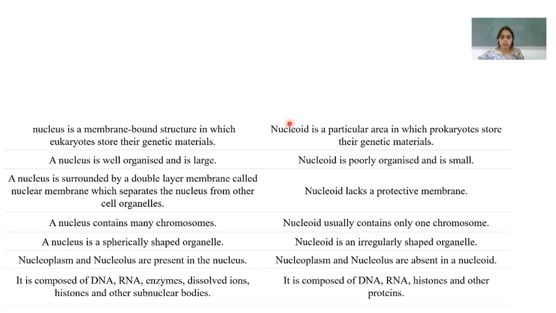Coming to nucleoid. Nucleoid is a particular area in which prokaryotes store their genetic material. It is poorly organized and it is smaller. It lacks a protective membrane. It doesn't have a membrane. It usually contains only one chromosome and it is an irregularly shaped organelle. Nucleoplasm and nucleolus are absent. It is composed of DNA, RNA, histones, and other proteins.